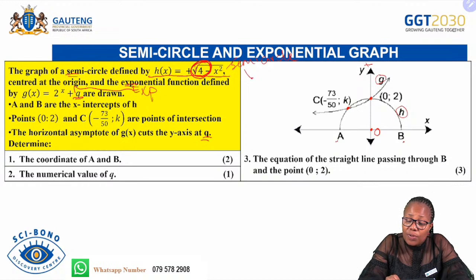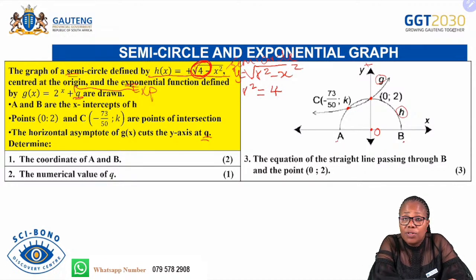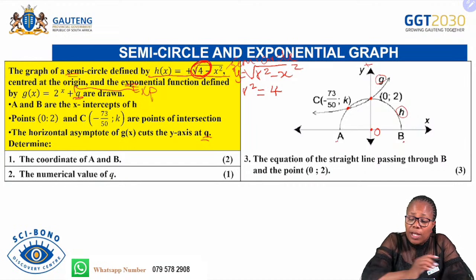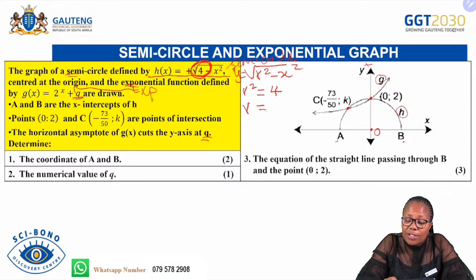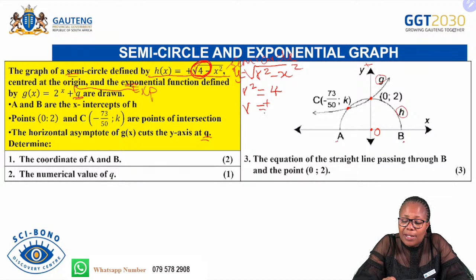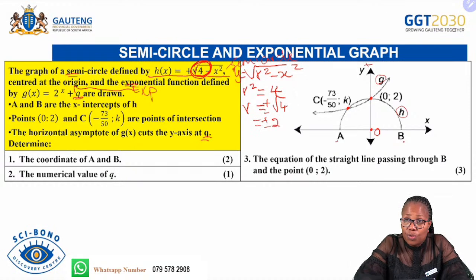Our initial equation is saying the square root of r squared minus x squared. That simply means now, grade 12, this 4 is the value of what? Of r squared, since it is substituted in the place of r squared. Therefore, what is the radius of this particular semicircle? It will be plus minus the square root of 4, which is plus minus 2.